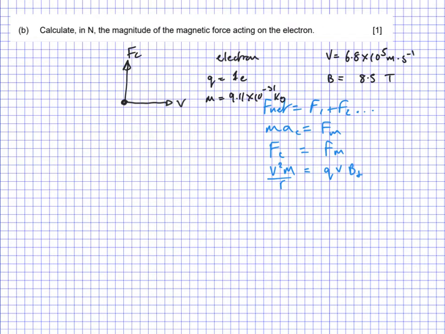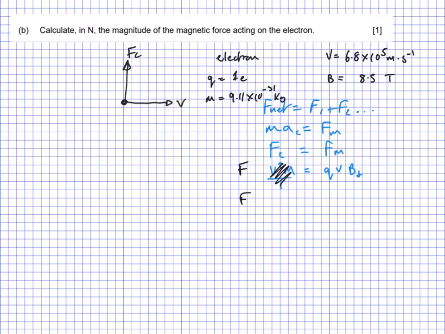Well, the only thing we don't know is the radius. Okay, we don't know the radius. So let's ignore this part of the equation and solve for the force in QVB. That's really all we need to do. So let's put those in.